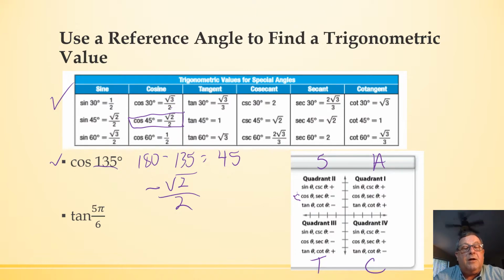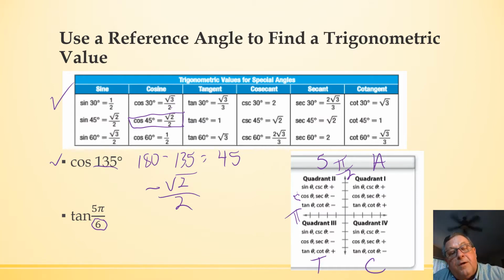Now, what about the tangent of 5 pi over 6? Well, we know that here at the x-axis, that would be pi. So we're less than 1 full pi. So we're greater than pi over 2, which would be up here at the 90 degree mark. Also, since we're talking about something over 6, that automatically tells me that it's going to relate somewhere to a 30 degree angle.